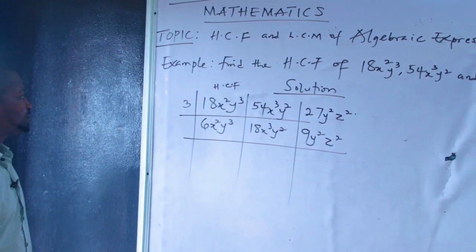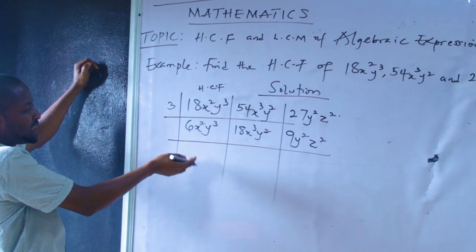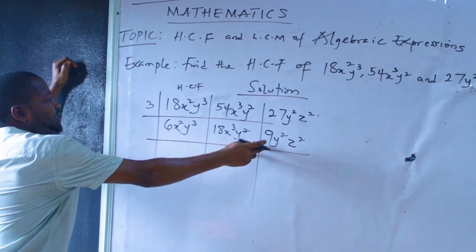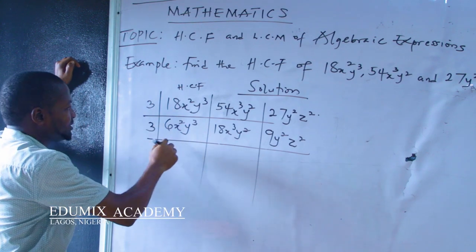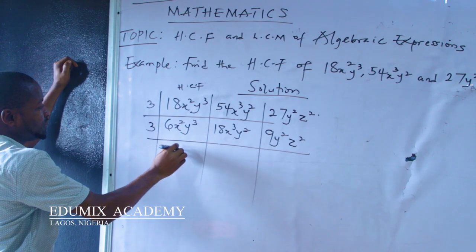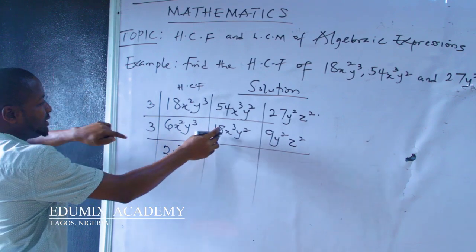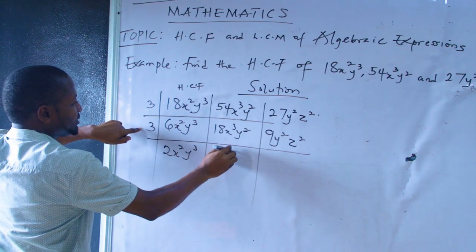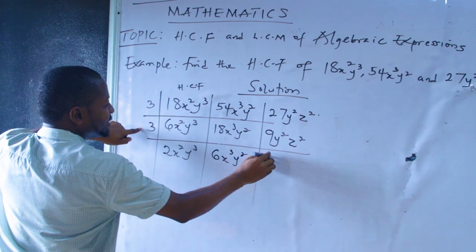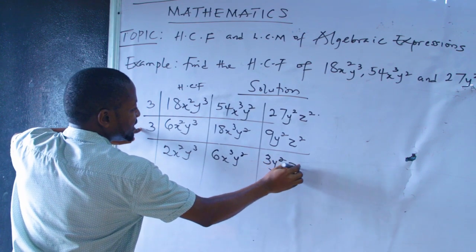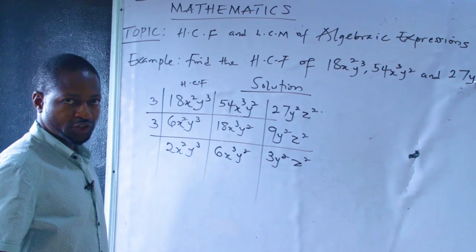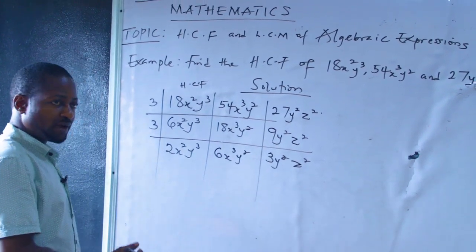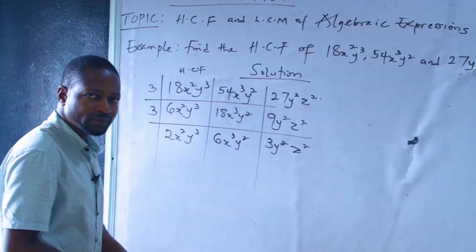That's for HCF. Now, what can go? 3 can still go. 3 can go in 6, it can go in 18, it can go in 9. So I use 3 again. Prime numbers, don't forget, use prime numbers. 3 in 6, 2x squared y cubed. 3 in 18, that is 6x cubed y squared. 3 in 9, 3y squared z squared. You can see I'm being meticulous about it. I'm not rushing it so that you understand. I hope you are following me, my delectable students.